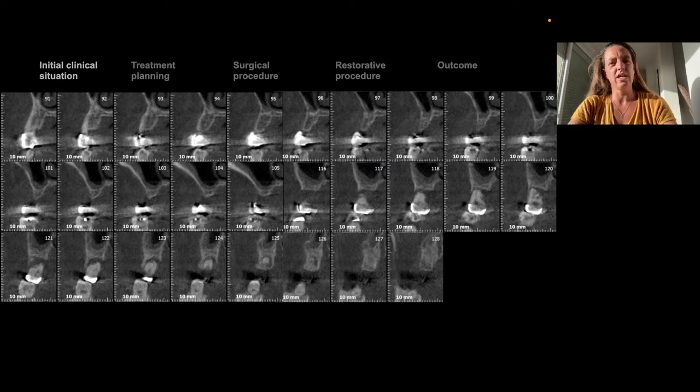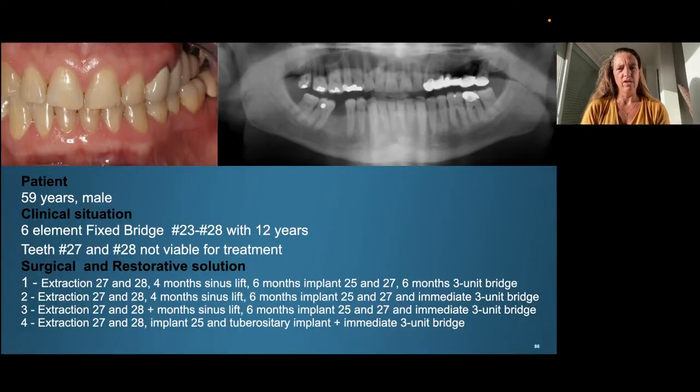When we look at the CT scan, we can see that we have enough space, in terms of bone, to place an implant in the area of the premolar. But with the infection of the molars, we lack the bone available for that.